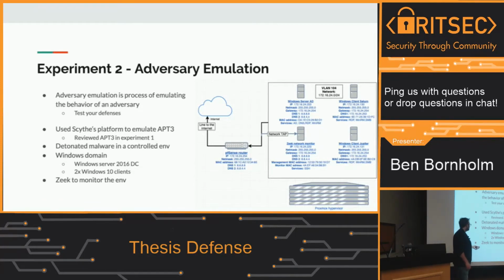So for my actual environment, I created a Windows domain. So that Windows domain had a domain controller and 2 Windows clients connected to it. And then this entire environment was monitored by Zeek. So Zeek was monitoring all the network traffic on this actual environment. And this is kind of like a network diagram here of how that looked.